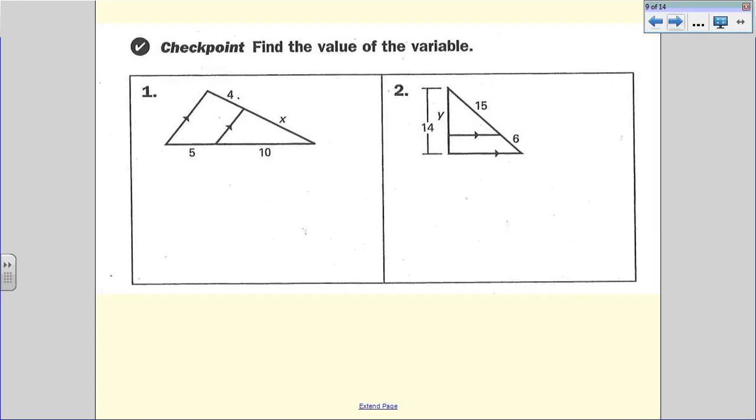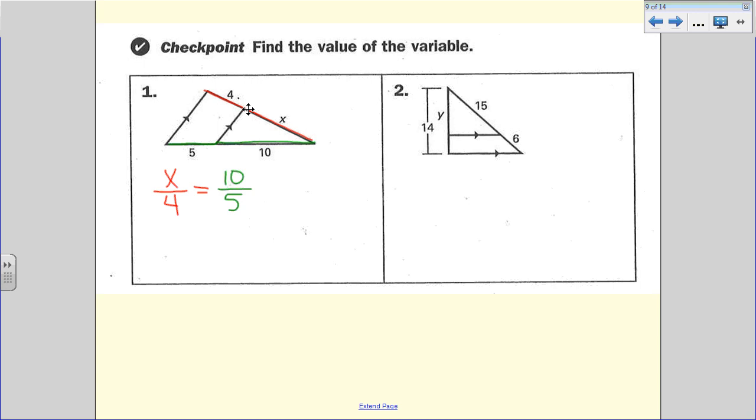I'll do one together, and then you guys will do one on your own. It says find the value of the variable. So when I look at this, I'm trying to find x. So I know x can be put in a ratio with 4. Those are the two segments on the sides. And I want to set that equal to 10 over 5. Now some of you are doing some mental math, seeing some relationships here, and solving for that already.